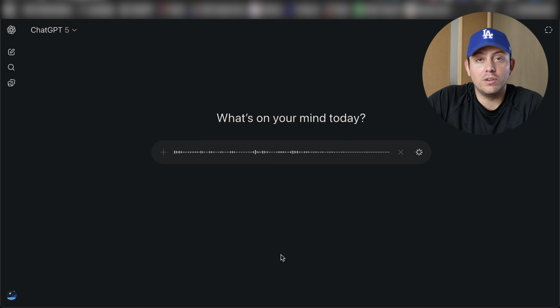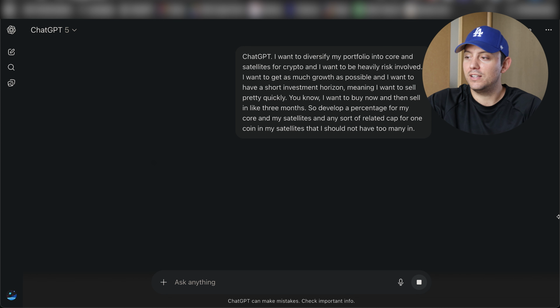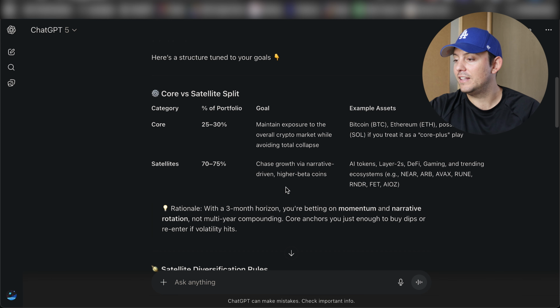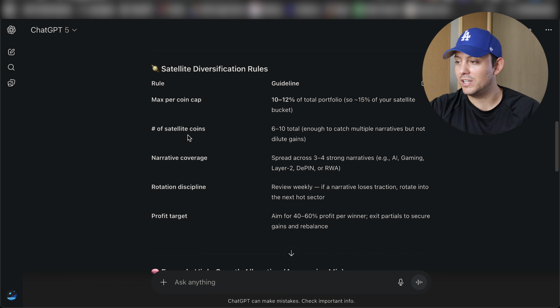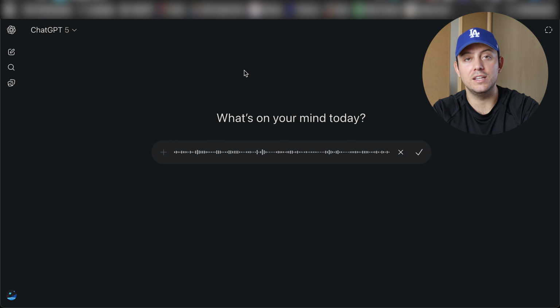So you don't have to be too specific. You can give it generally all of your goals here. I like to use the dictate function, but you can just press send and then it will generate your balance for you. So here's our core and our satellites for a very risky portfolio: 25 to 30% in core, 70 to 75% in satellites. I put an example 3-month time horizon, that means when you want to sell. And then it will give you some satellite diversification rules as well: 10 to 12% of the total portfolio in one coin, 6 to 10 total satellite coins, things like that. So if you want to have a calm long-term portfolio, raise your core. And if you want to have a highly volatile portfolio for short-term gains, raise your satellites.